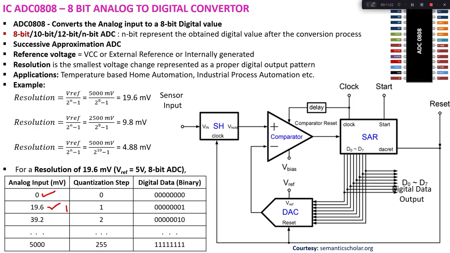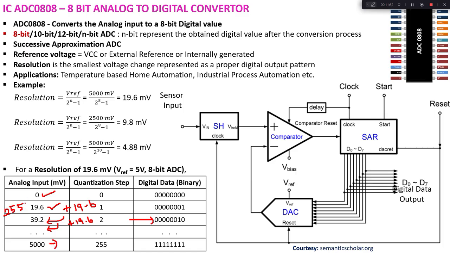Again I have to add 19.6 millivolt with 19.6 millivolt, thereby I get 39.2 millivolt. So this is the next voltage which can be represented properly as a bit pattern. Similarly, 39.2 should be added with 19.6 millivolt, thereby I get the next level. So like this, if I go on, if I take 255 steps, I will reach this 5000 millivolt.